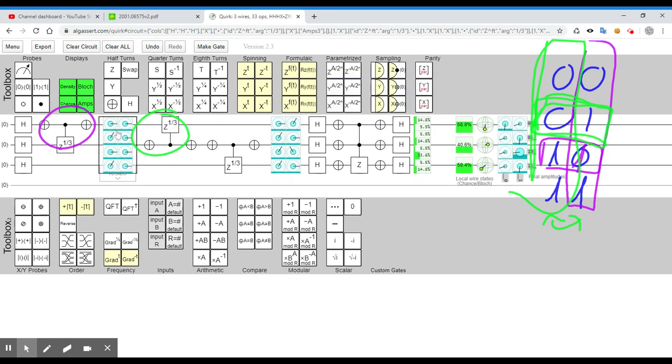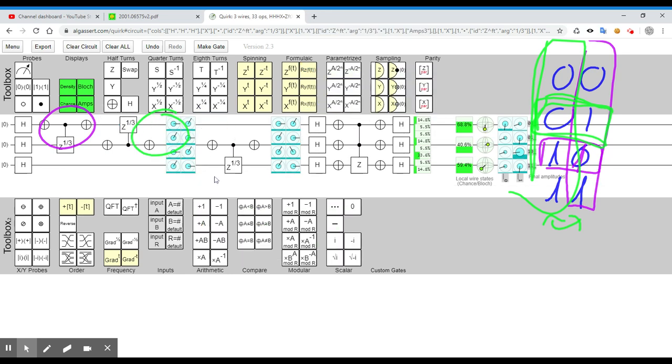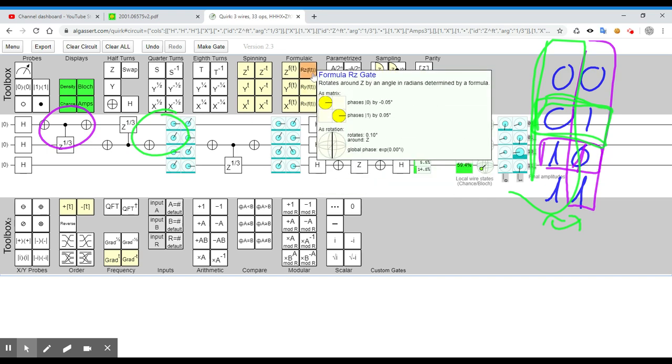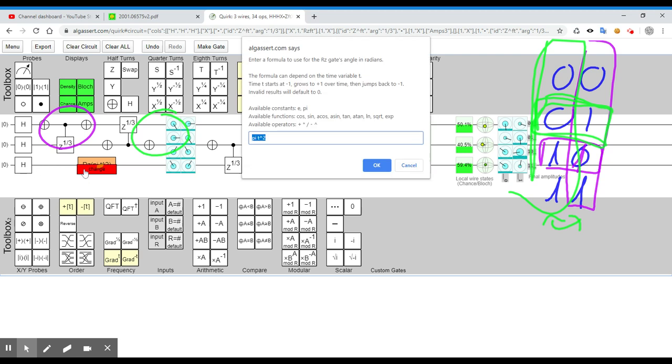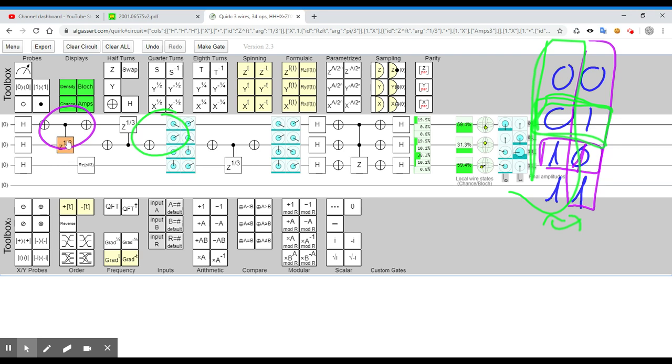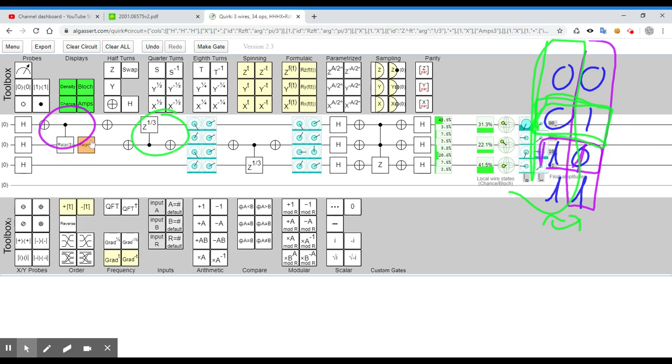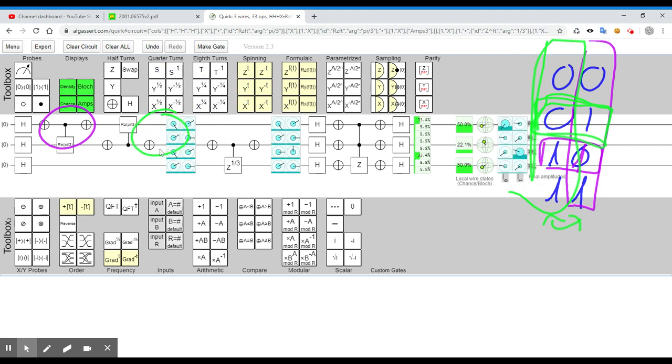So does this work with the RZ gate? I mean, here we've got an angle, right? So here I'll say pi thirds. And I'm going to use it here. Yeah, and it doesn't.